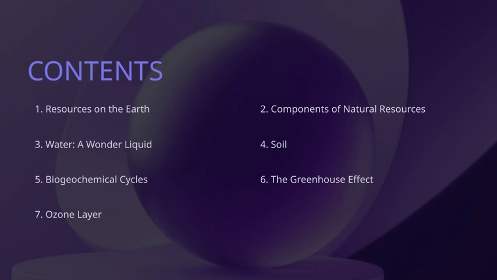Next, we'll discuss biogeochemical cycles, which are the natural pathways through which elements like carbon, nitrogen, and water circulate within the Earth and its ecosystems. Understanding these cycles helps us appreciate how interconnected our environment truly is. We'll also cover the soil, a crucial component that supports plant growth and sustains agriculture. Finally, we'll touch on the ozone layer, which acts as Earth's sunscreen by protecting us from harmful ultraviolet radiation. These topics are all interconnected and highlight the importance of preserving our natural resources to maintain a healthy planet.